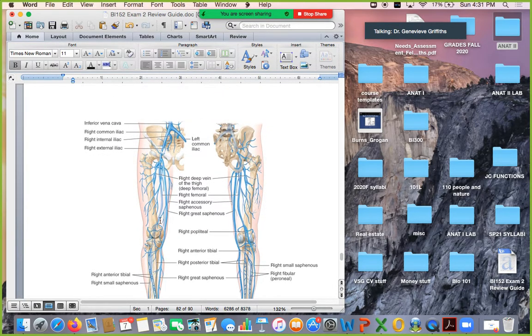Following that popliteal up, we're going to be joined by the internal and external femorals, and of course the great saphenous, which is then going to turn into the femorals and then up into the iliacs. Internal and external iliacs are going to feed into that inferior vena cava.